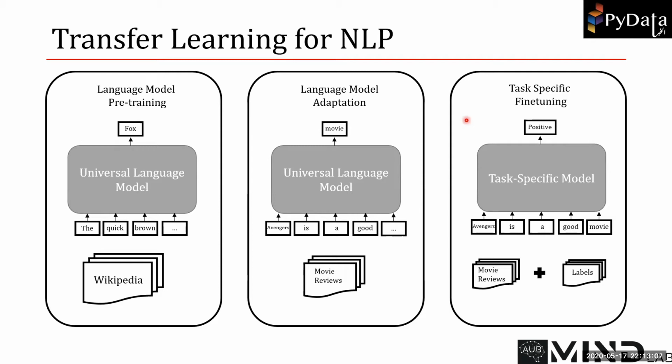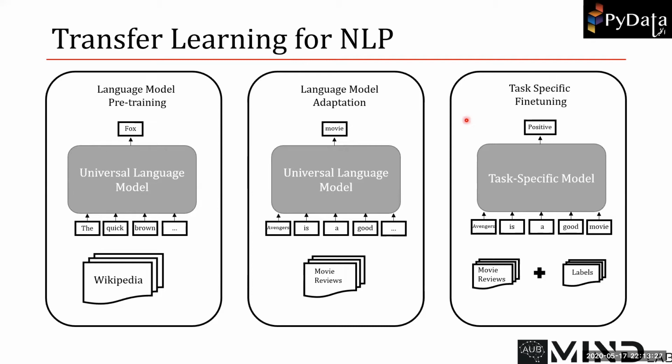But in 2018, a new paper by Sebastian Ruder and Jeremy Howard, called the ULMFiT paper, introduced a new kind of pre-training and fine-tuning, a new kind of transfer learning for NLP.